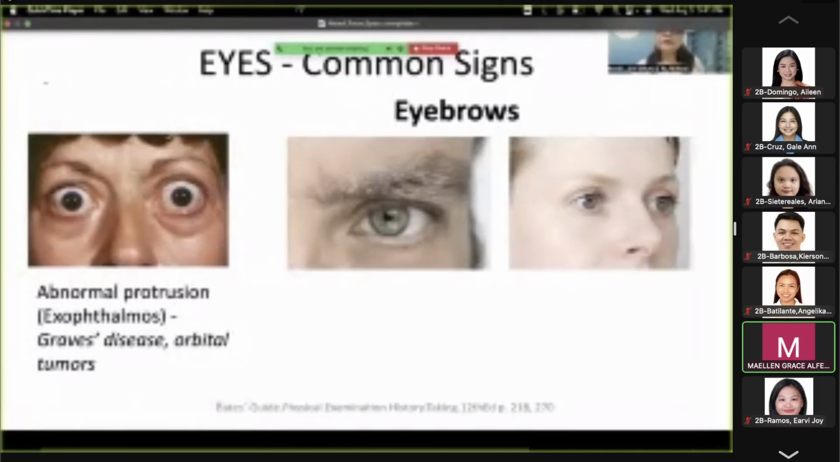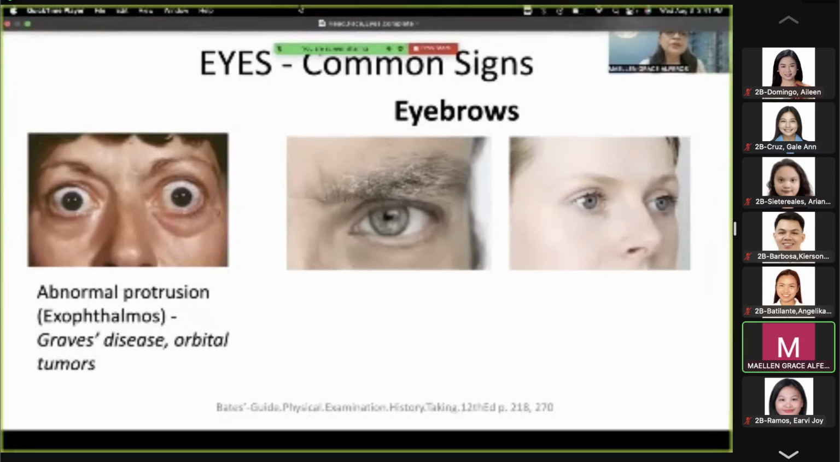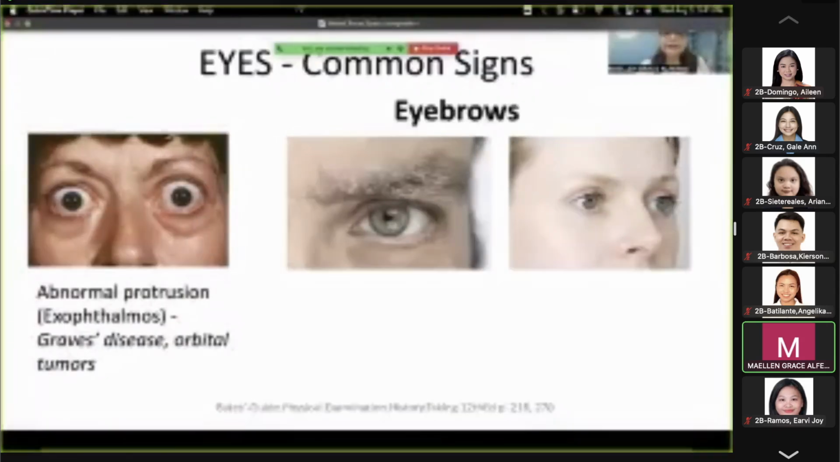Now, after the visual acuity and field, we now proceed to examination of the eyes from outward to inward. So you look at the globe and you can see here abnormal protrusion. You call this exophthalmos, as seen in Graves' disease. A lot of times, Graves' disease will show you bilateral exophthalmos, but one can be worse than the other. Now, orbital tumors can give you abnormal protrusion. A lot of times it is unilateral, but there are some that are bilateral.